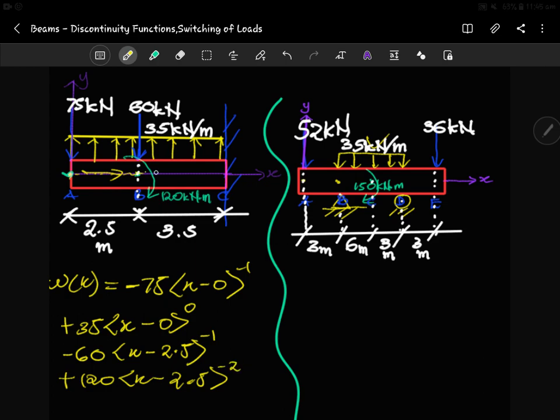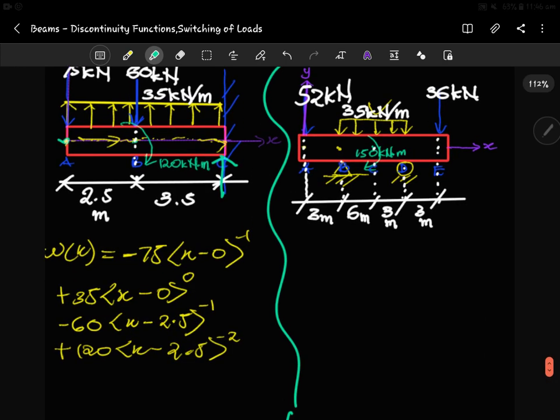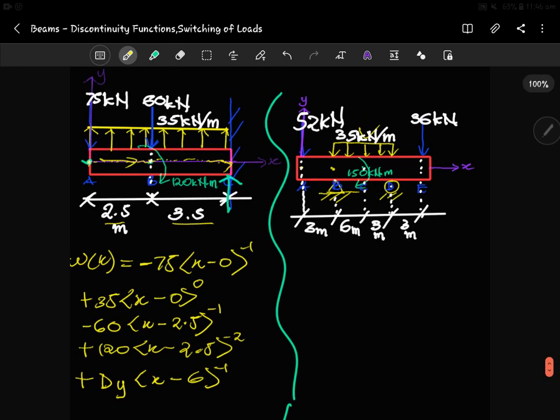As we move along and continue, we don't meet anything else until we get to the reaction at the fixed support here. That's acting up, so it's positive. We don't know its magnitude, so let's call it Dy. Now we have x minus the position, this plus this, which gives us 6, and it's a point load, so that's -1. For this particular one, it makes sense if you write everything this way.